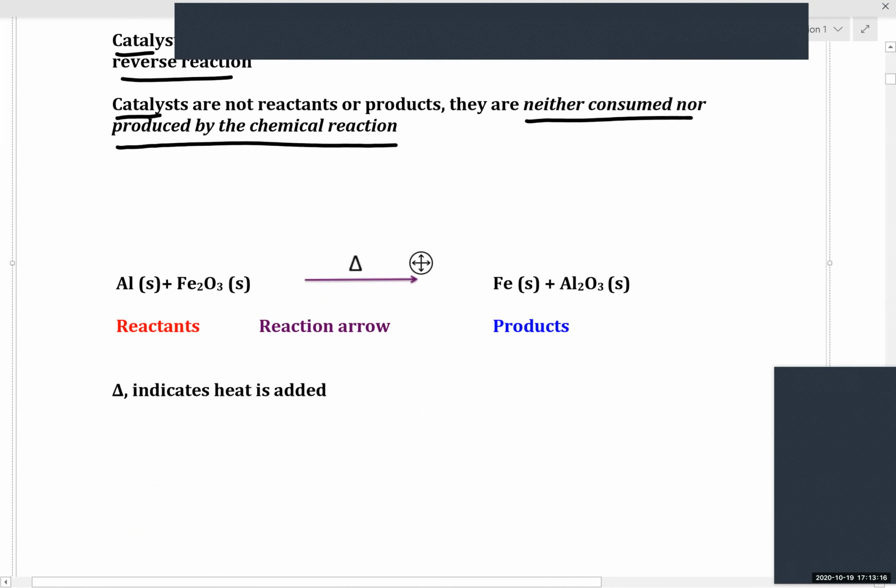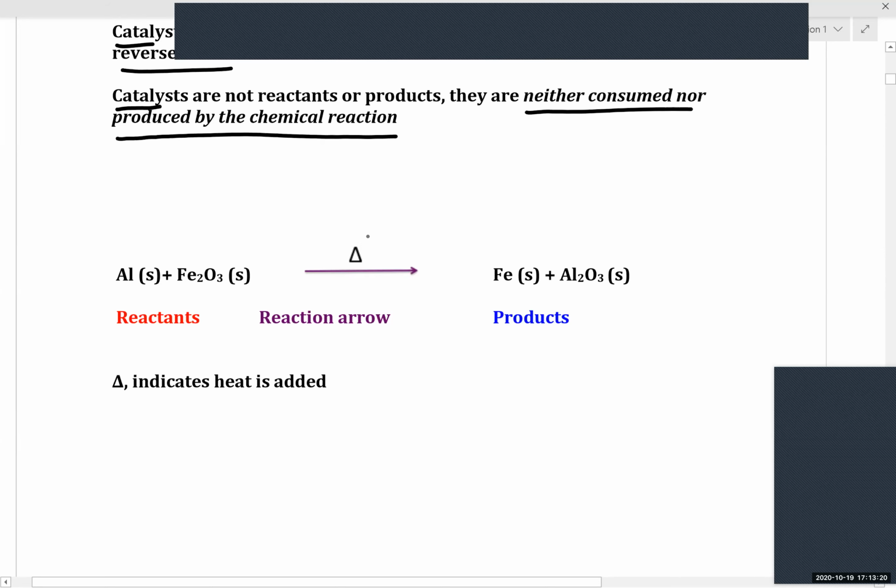The other symbol, which is pretty interesting, is this delta symbol. This delta symbol indicates that heat is added to the reaction. So for example, this reaction between aluminum and iron oxide is facilitated with heat, and heat is required for the reaction to initiate and continue efficiently. Just for those who are curious, this reaction is describing thermite, which is a pretty classic way of cutting through metal. This reaction generates a lot of heat, but it requires a little bit of heat to get started. So anytime you see the delta symbol, that implies that the reaction has to be heated or run at an elevated temperature.